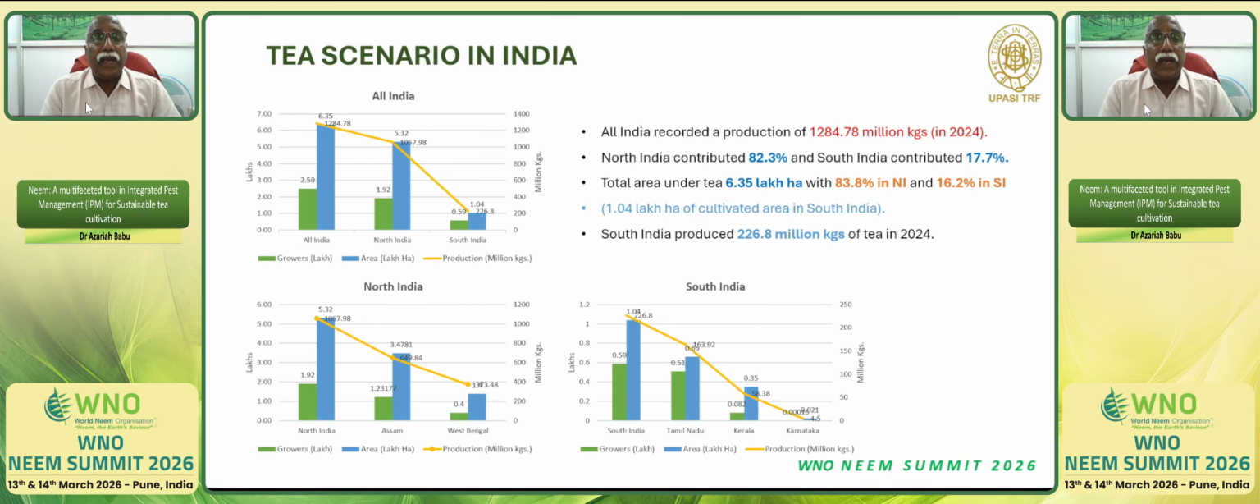So the tea scenario in India: All India recorded a production of 1,284.78 million kg in 2024, in which North India contributed around 82.3% and South India contributed 17.7%. The total area under tea in India is around 6.35 lakh hectares, with 83% in North India and 16.2% in South India, which covers approximately 1 lakh hectares of cultivated tea. South India produced 226.8 million kg in 2024.